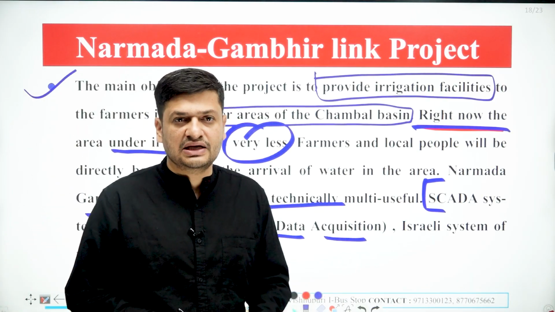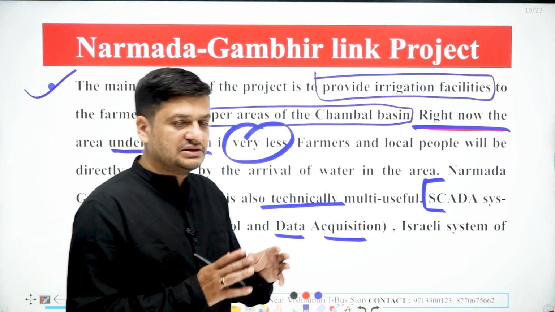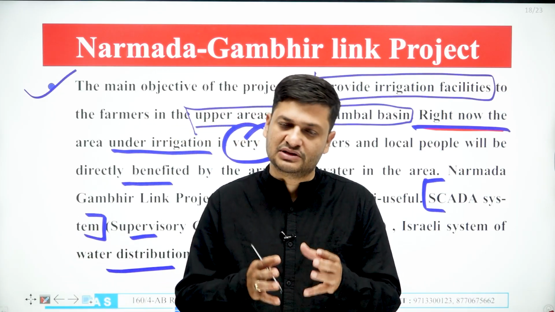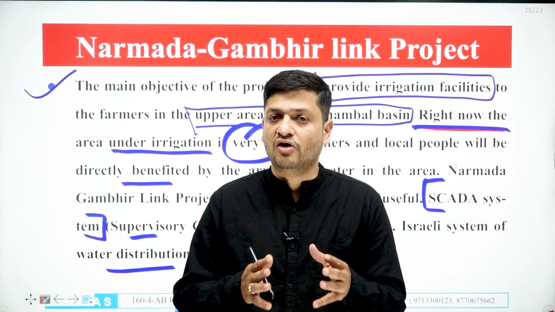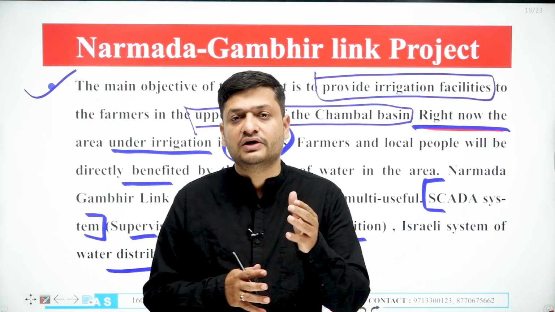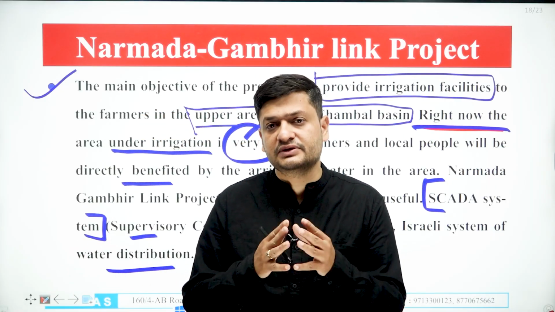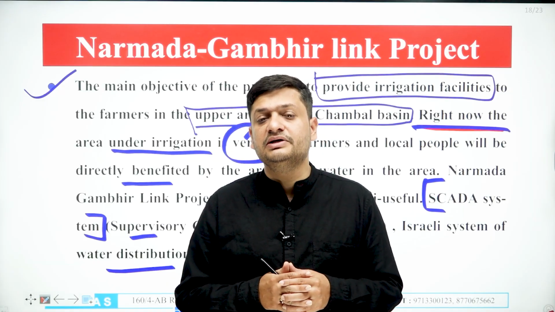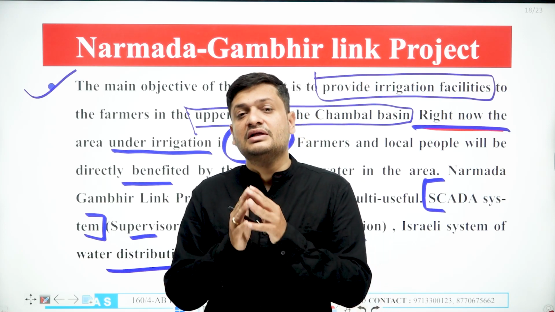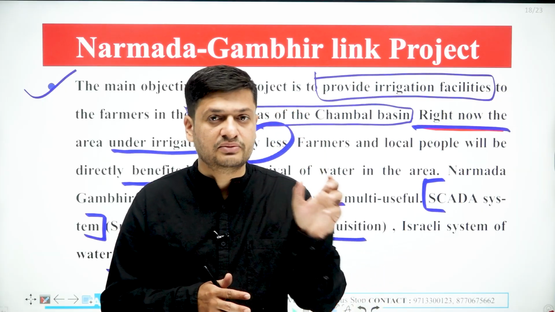What is this Israeli system of water distribution? We can see that the GPS system or the NAVIC system, which is our local global positioning system, the indigenous system of mapping in India, is providing live status of the water availability in the reservoir and the amount of water which has been released in the particular river. This information is provided to the farmers on their cell phones.